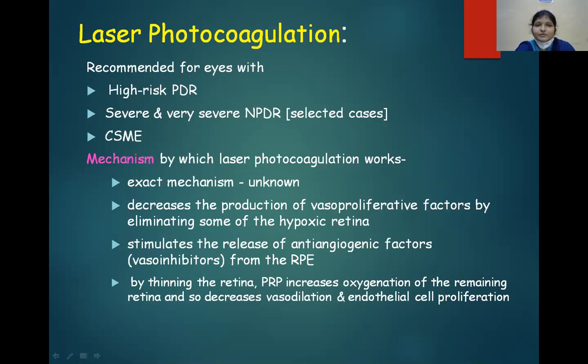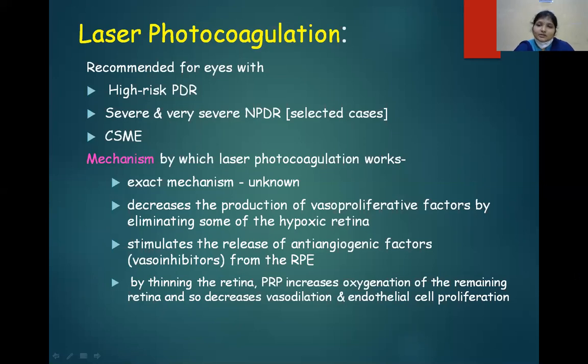Similarly, in patients with severe and very severe NPDR. So when do we suggest laser for such patients? When the patient is not able to come for regular follow-up, or the patient already has renal disease, or the patient is already having severe diabetic eye disease or advanced diabetic eye disease in the other eye. In such patients, for severe and very severe NPDR also, we have to suggest laser photocoagulation. Another important indication is clinically significant macular edema.